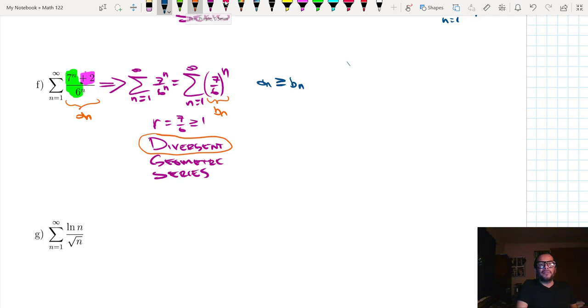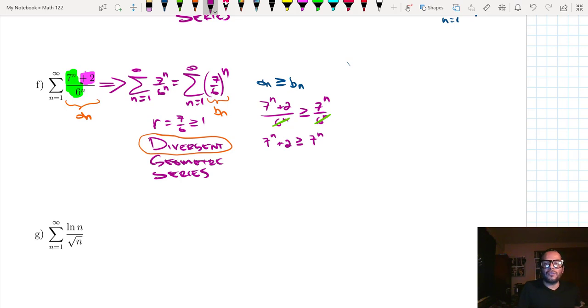So we're going to have 7 to the n plus 2 divided by 6 to the n. Is it true that this is greater than or equal to 7 to the n over 6 to the n? This would be easier to see if we cancel out the 6 to the n that is on both sides, because we are going to have 7 to the n plus 2. Is that greater than or equal to 7 to the n?